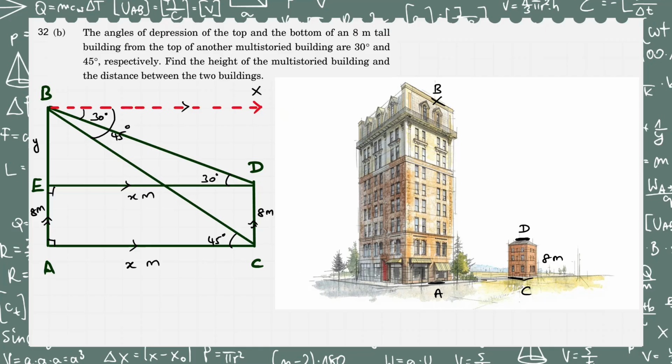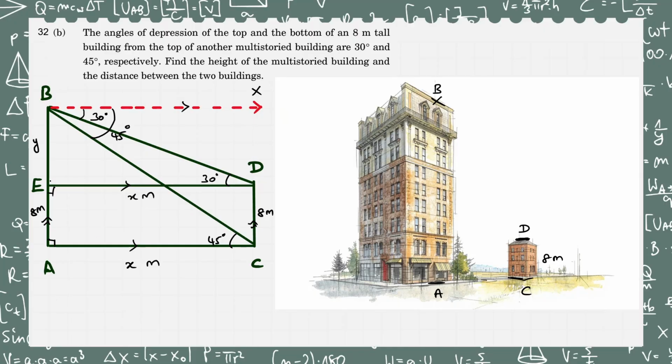After finding them, the multi-storied building's height will be the sum of AE and BE, which is 8 plus y, that we can easily say, and the value of x is the distance between the two buildings, that also we can easily say. Okay, so let us go for the calculations, and for our convenience I am going to draw these two triangles we are going to consider. I'll tell about that also.